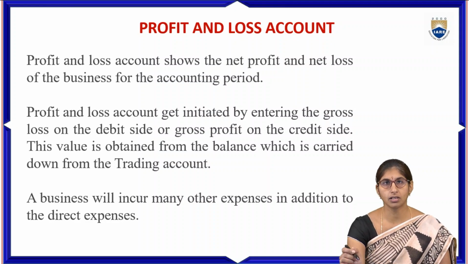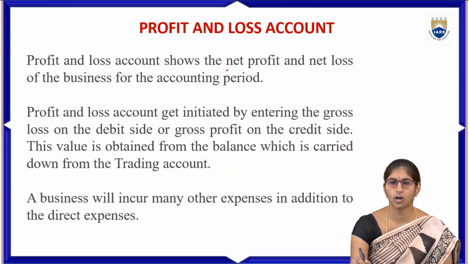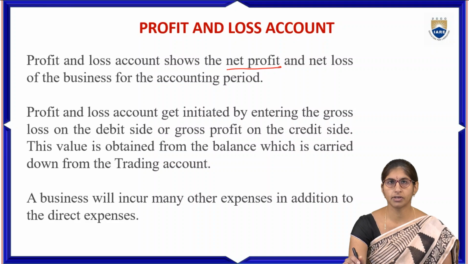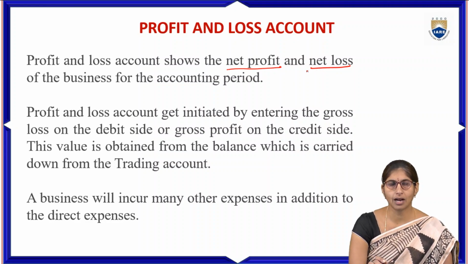Basically, we do the profit and loss account to ascertain profit or loss. In the trading account, we ascertain gross profit or gross loss. But in the profit and loss account, we get the net profit or the net loss of a particular organization. In the profit and loss account, we write indirect expenses, and all the direct expenses are written in the trading account.